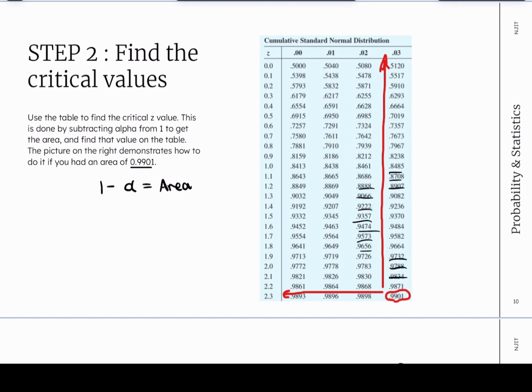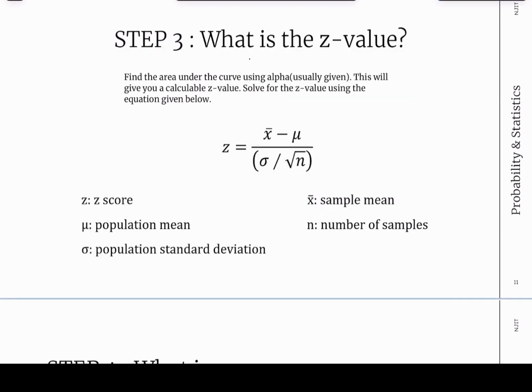For example, for 0.9901, which we have right here, we would just look to the left, see that it's 2.3, and then look to the top, see it's 0.03, and we would conclude that our z from this chart is 2.33. Seeing what is our tested z-value.